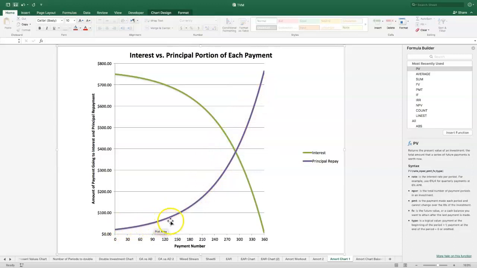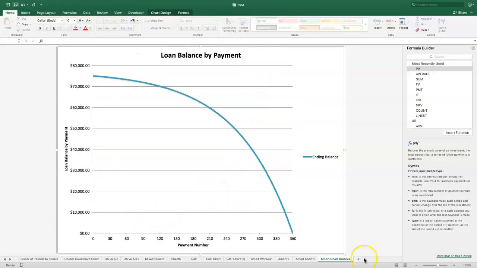Because in these early years, there's not much slope to that line. Towards the end, the slope gets quite steep. And then we can look at our loan balance by payment. So we can see again, somewhere around payment 298, that the slope is quite steep. In other words, we're paying off the loan really quickly.